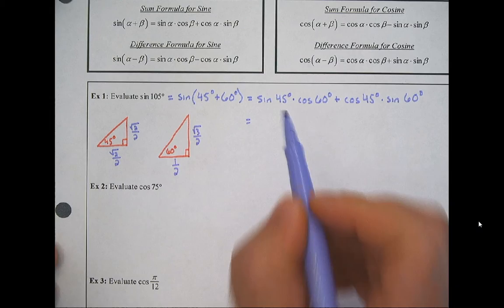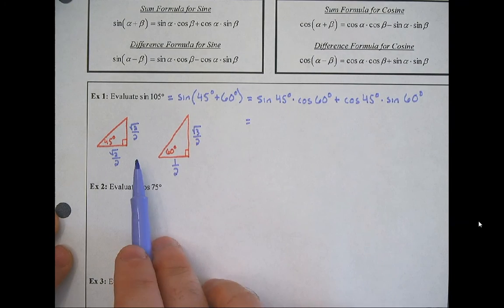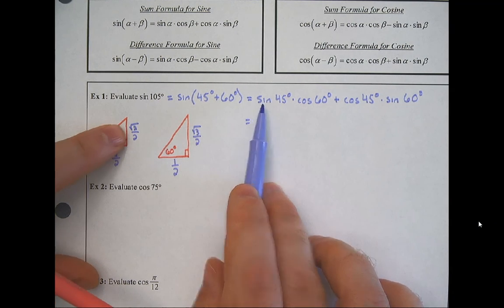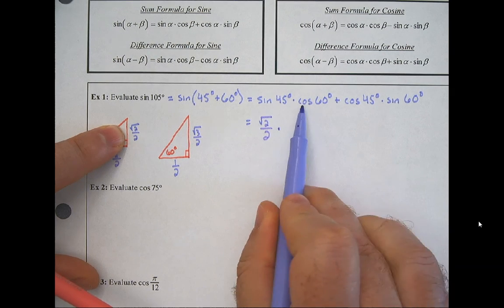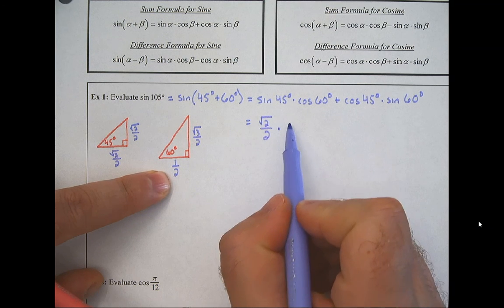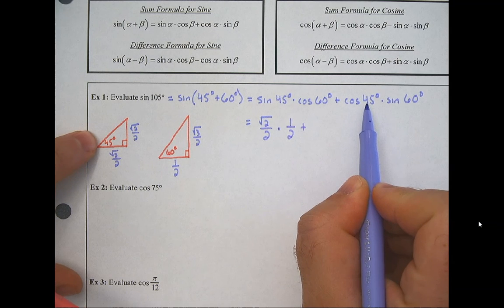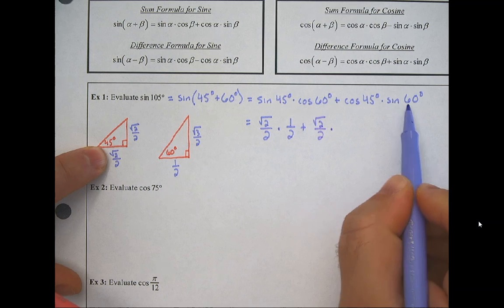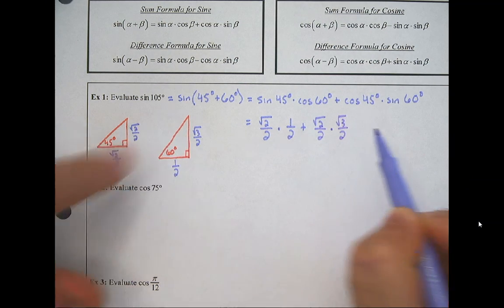Once I have my special rights drawn, now I can start to plug and chug using my special right triangles. So go to the 45 triangle, boom. Sine is the y, so that becomes root 2 over 2, times cosine of 60, go to the 60 triangle. Cosine is x, so that's 1/2. Plus cosine of 45, go to the 45, cosine is x, that's root 2 over 2. Times sine of 60, go to the 60, sine is y, so that's root 3 over 2.